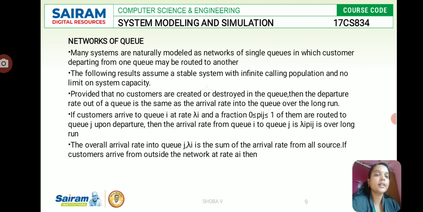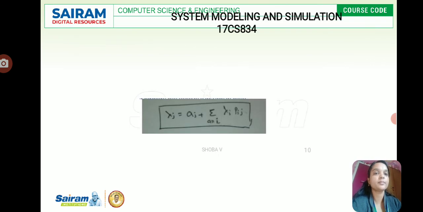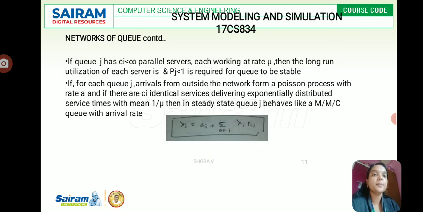And if you want to find out about customers arriving from outside the network, then the overall arrival rate into Qj is the sum of the arrival rates from all sources. So these are the formulas to find out the restricted capacity of the system: lambda j is equal to aj plus the summation of lambda i pij. And if Q has parallel servers, we already know that it may be a single server, a number of servers, or parallel servers.